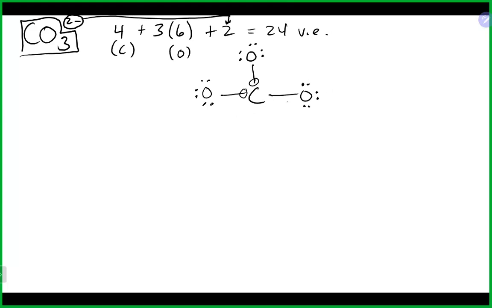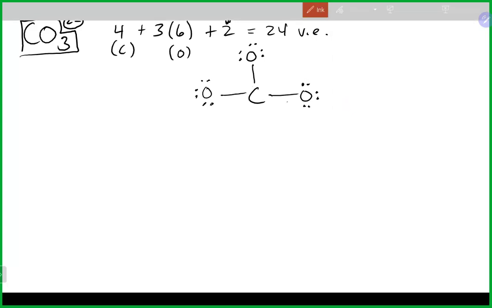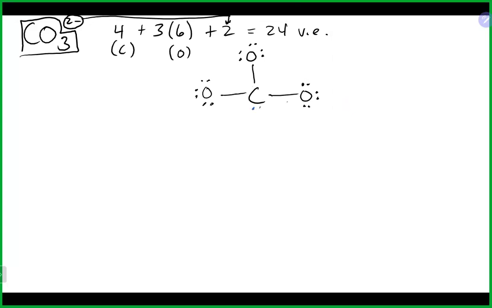So can I fix it by just laying a couple dots there? Will that fix it? It will not fix it in the sense that obviously it gave it some more electrons, but now my picture no longer has 24.